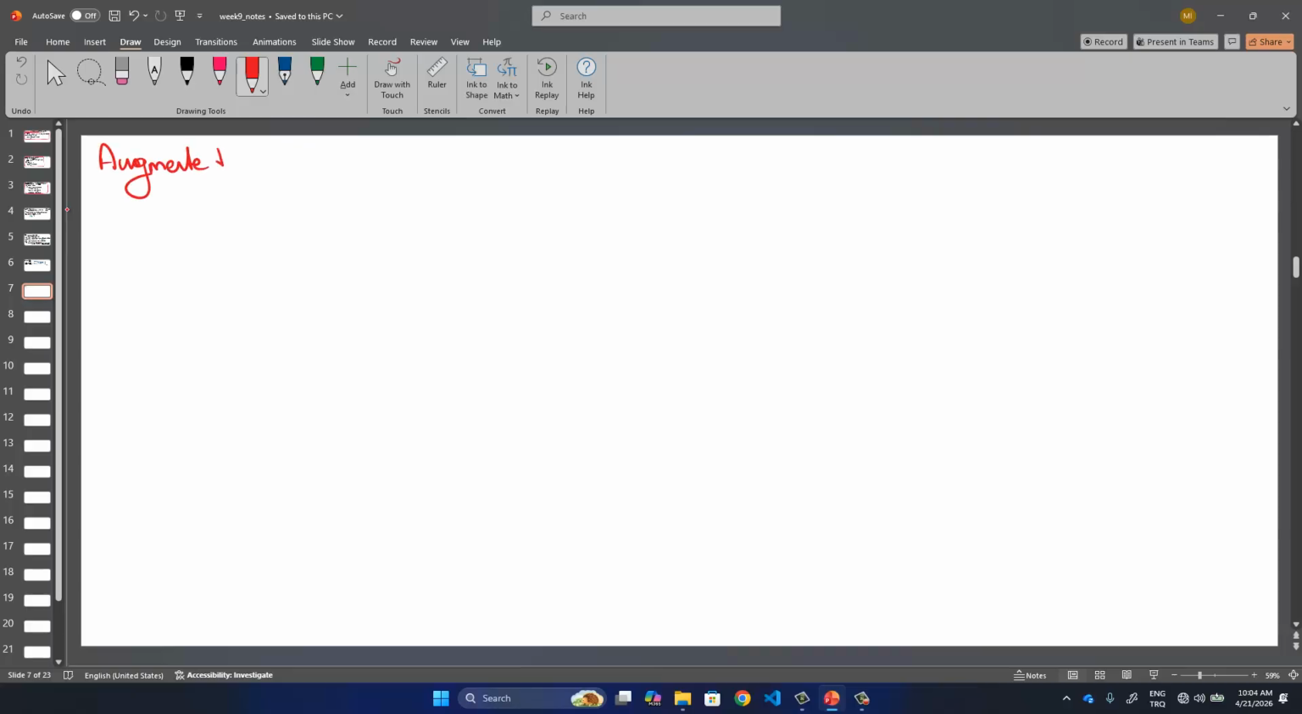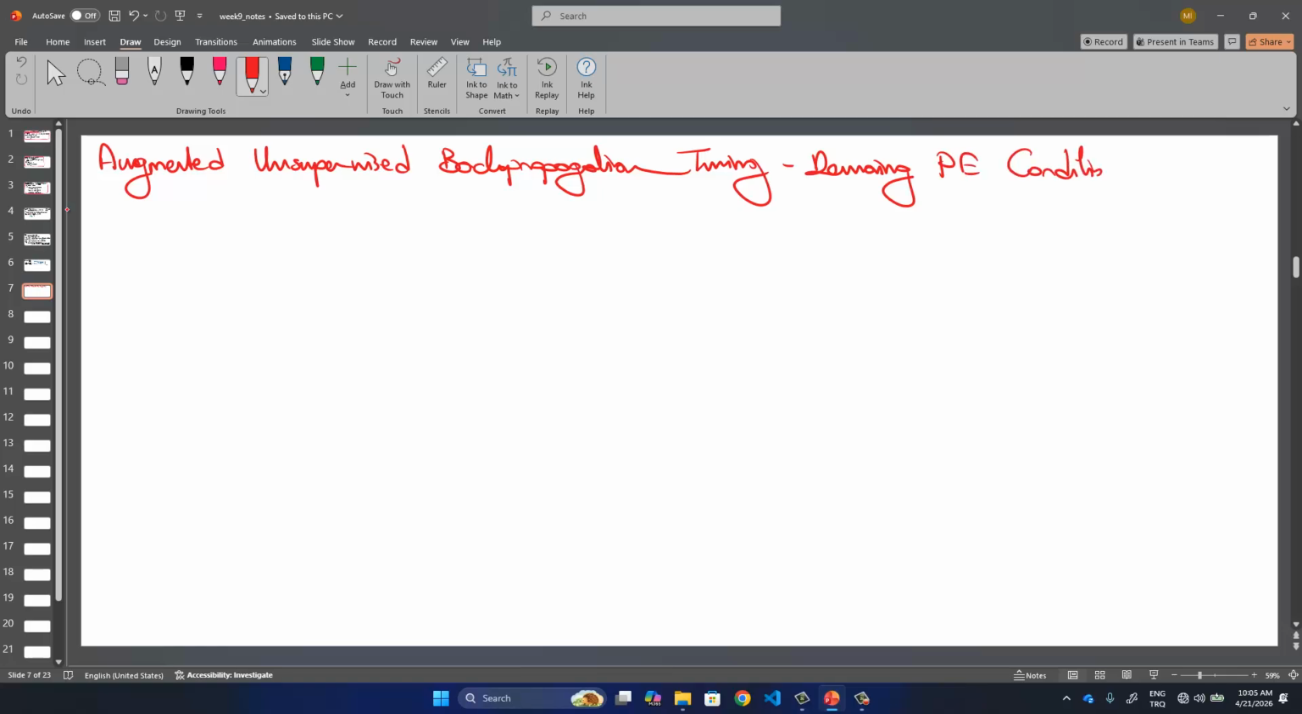Augmented. Unsupervised. Backpropagation Tuning. In this case, we should focus on the remaining PE conditions. Okay? But what is that?